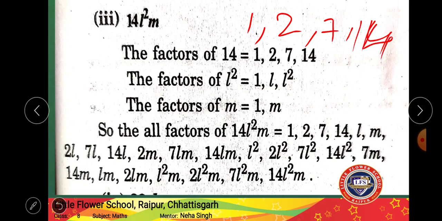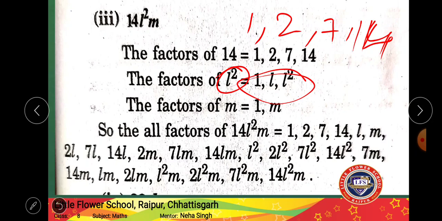The number itself. Factors of l square: like in the first question, where we had 5t square, the factors of t were 1, t and t square. Similarly, the factors of l square will be 1, l and l square.